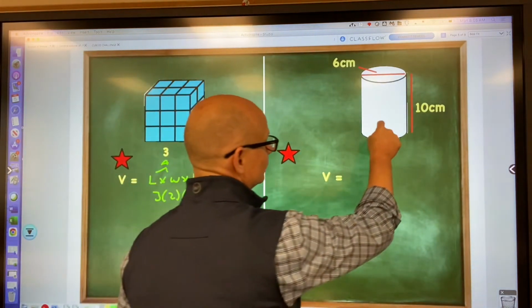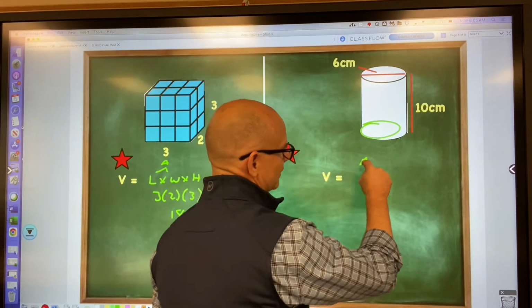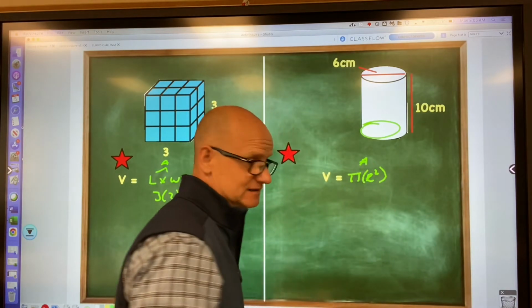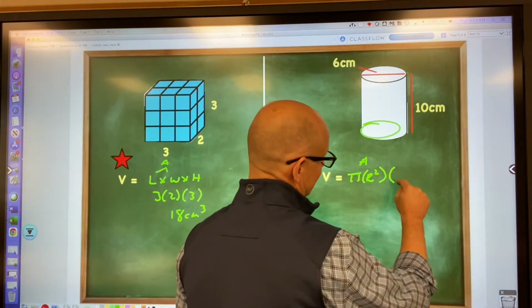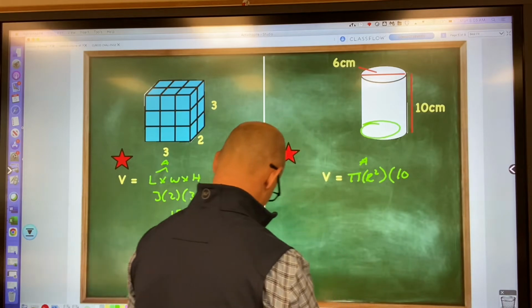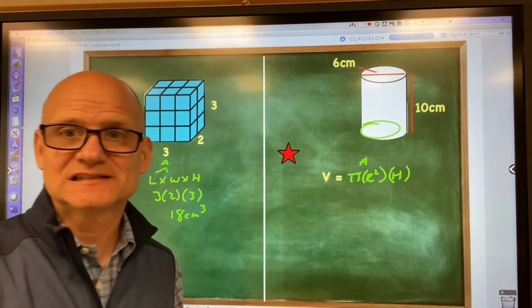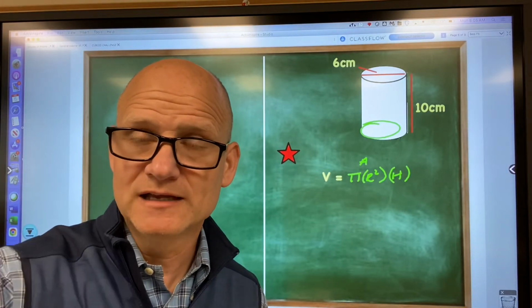So here we have a circle, right? And you know to find the area of a circle, it's pi times radius squared. That's the area of a circle. And then you multiply that by the height, which is 10. So to find the volume of a cylinder, pi times radius squared, that's the area, times its height, okay?